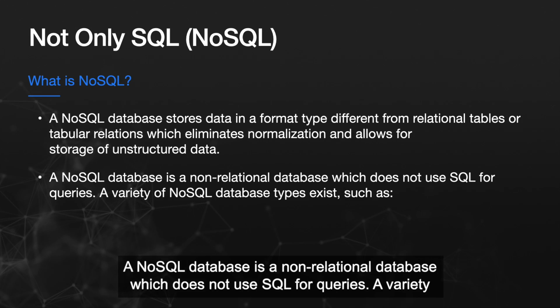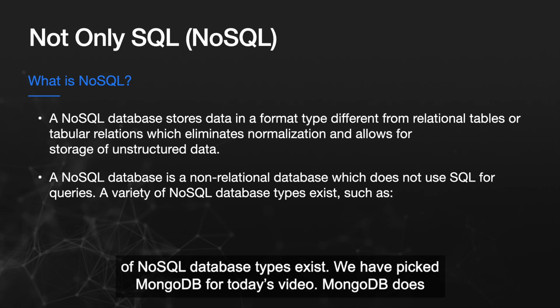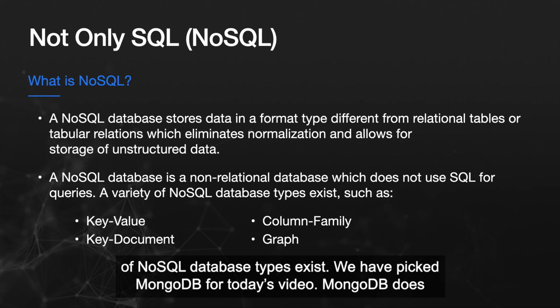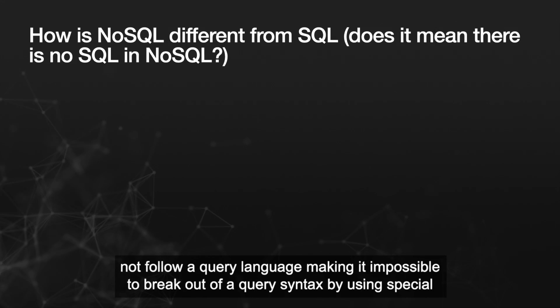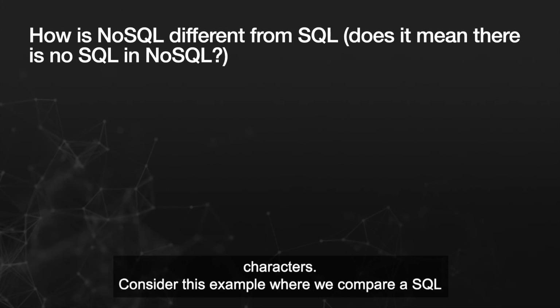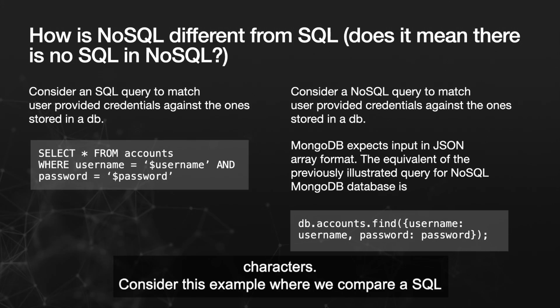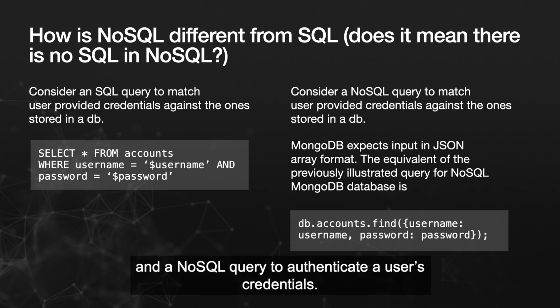A NoSQL database is a non-relational database which does not use SQL for queries. A variety of NoSQL database types exist. We have picked MongoDB for today's video. MongoDB does not follow a query language, making it impossible to break out of a query syntax by using special characters. Let's consider this example where we compare a SQL and a NoSQL query to authenticate a user's credentials.